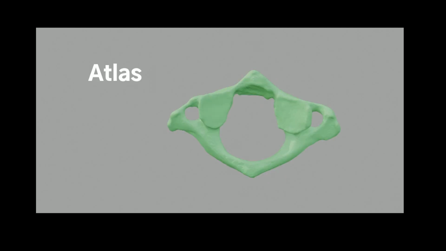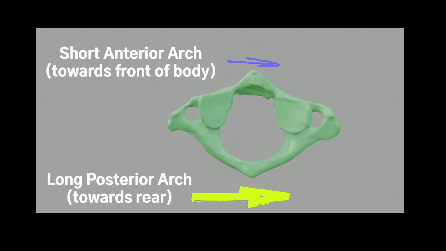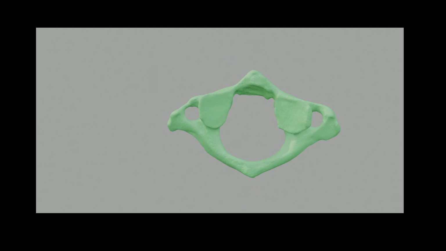C1 is known as the atlas. It sits at the top of the vertebral column and connects it to the skull. It has no vertebral body or spinous process, but instead forms a thin disc with a short anterior arch and a longer posterior arch. It bears the weight of the skull and allows for a wide range of movements.